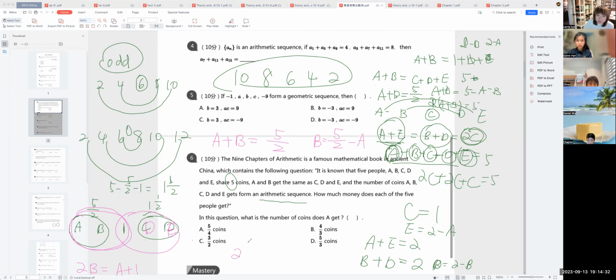Okay, so we have 2 times (5 over 2 minus A) equals A plus 1. So 5 minus 2A equals A plus 1. So 3A equals 4. So A equals 4 over 3. So the answer is B. Get it?